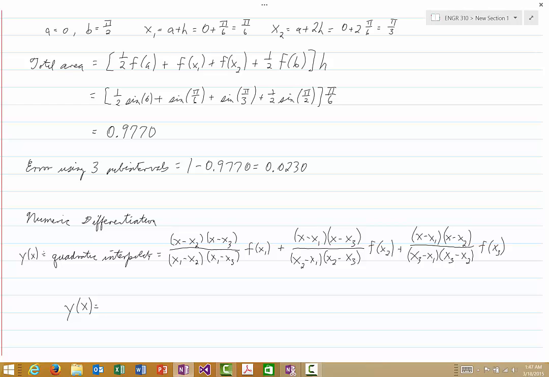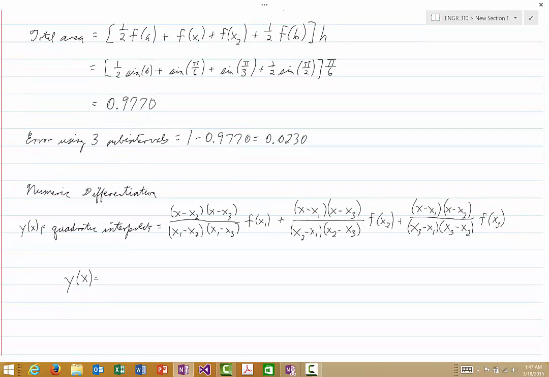Now, suppose that we want to, well, let me remind you, y of x we're hoping is a good approximation to the unknown function f of x, which is known only at the 3 points x1, x2, and x3, and we're hoping that y of x is a good approximation to f of x in the neighborhood of x1, x2, and x3. So if it is, then we would hope that the derivative of y of x is also a good approximation to the derivative of f of x, and this is how we will get a numerical differentiation formula.